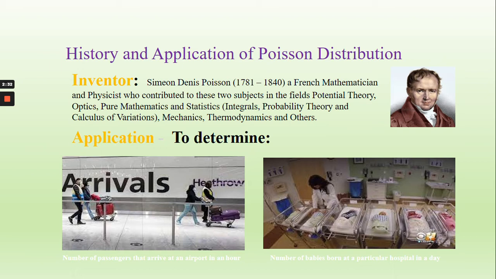Therefore, now, under the history and application of Poisson distribution, first we're going to learn about the inventor. It was invented by a French mathematician and physicist who contributed. It's not the only thing that this gentleman invented. He also invented very many theories in mathematics and in physics, especially in mathematics.